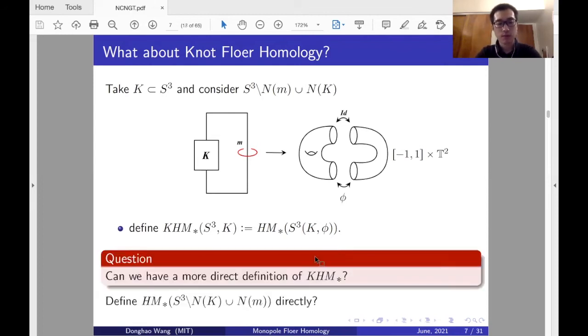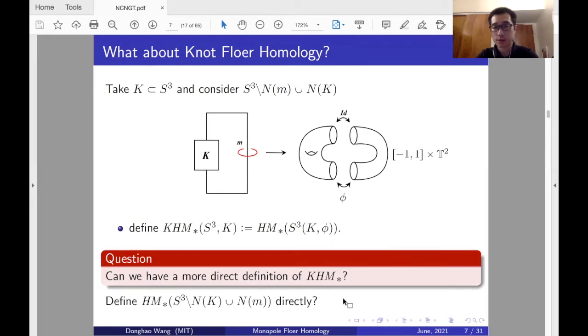At this point, one may ask, can we have a more direct definition of this monopole Floer homology? For instance, can we construct the Floer homology of this link complement directly by studying the monopole equations on this space? And maybe in this way, we can construct the cobordism map analytically. We are going to address this problem in this talk, and the idea goes back to the Monopole paper.